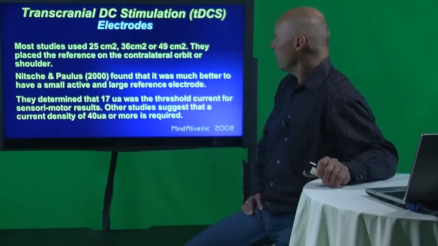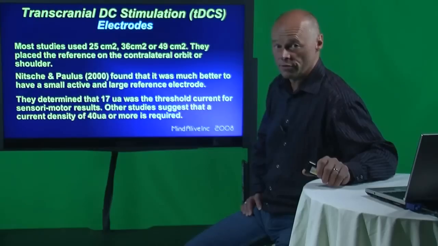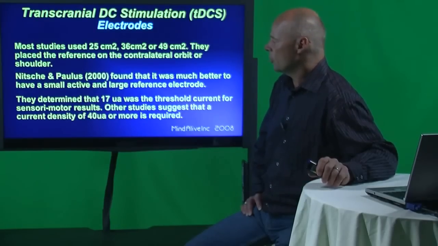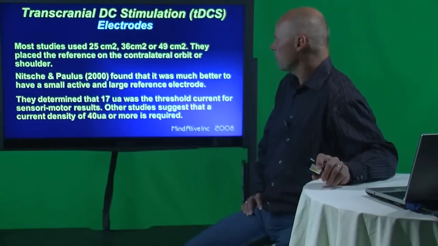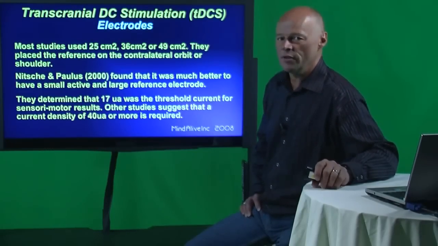Nisch and Paulus found that it was much better to have a small active electrode and a large reference electrode. They also determined that 17 microamps was the threshold current for sensory motor results. However, other studies involving depression and cognition found that 40 microamps per square centimeter was indeed a required stimulus threshold in which to have an effect on brain function.